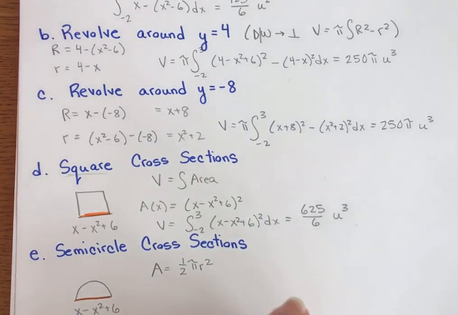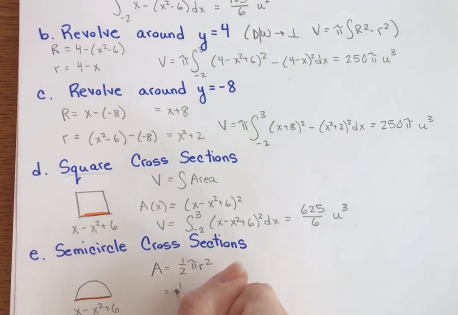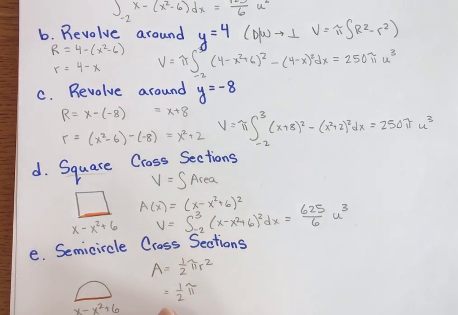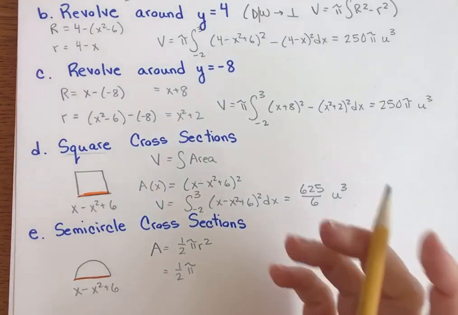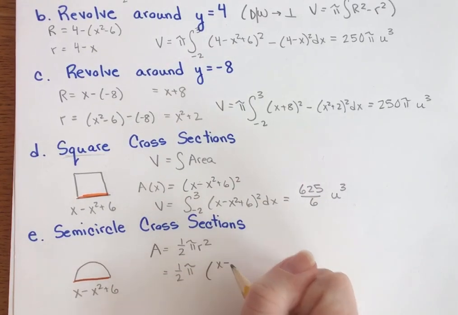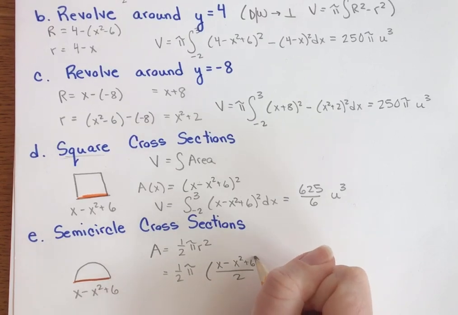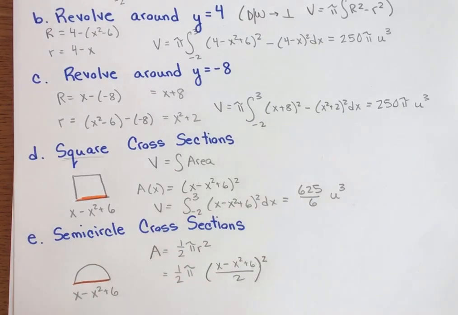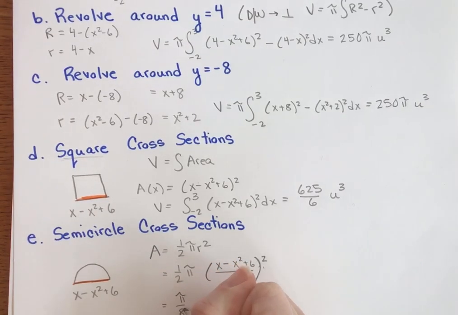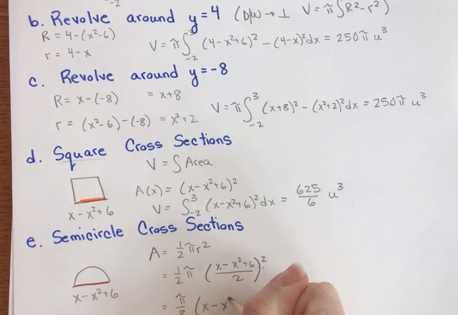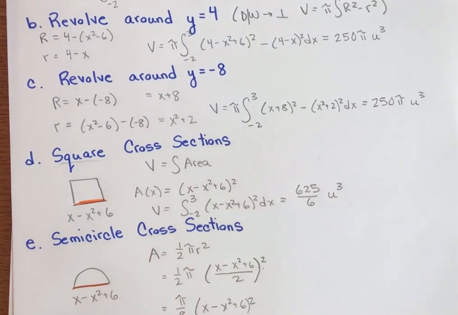Yes, you need to know that. Good old geometry. I've got 1/2 pi. Now this is actually the diameter that I was given, so I need to cut that in half to get my radius. Often we kind of simplify a little bit first. So this would really be 1/2 squared, which is 1/4. 1/4 times 1/2 is 1/8. And I get pi over 8, x minus x squared plus 6 squared.